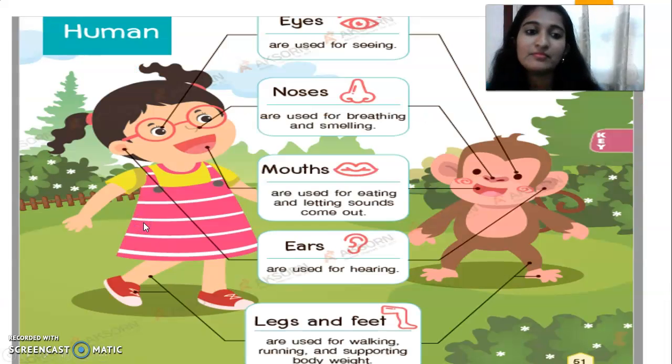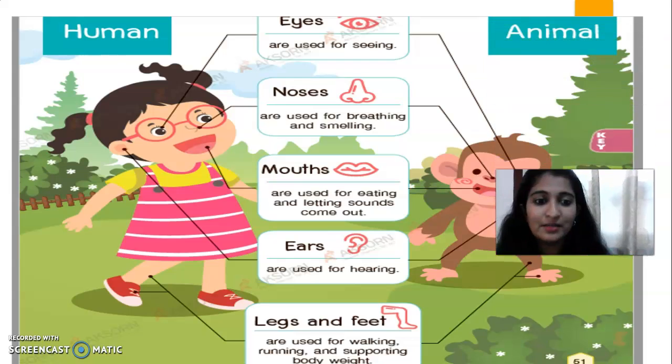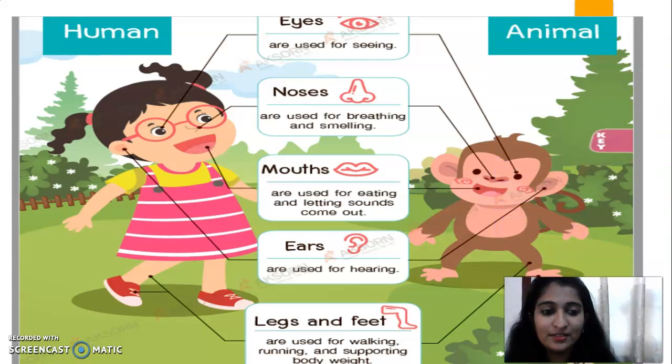And now we are going to discuss the parts of humans and animals. In the last class we discussed the parts of the human. Now we are going to discuss the parts of human and animals. You can see an animal here. What is the animal? Yes, this is a monkey.